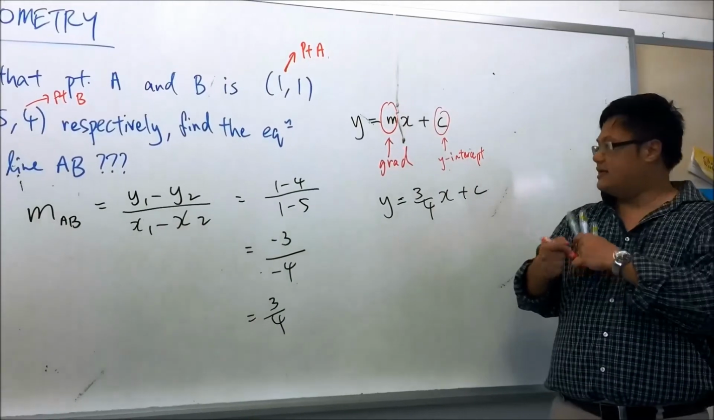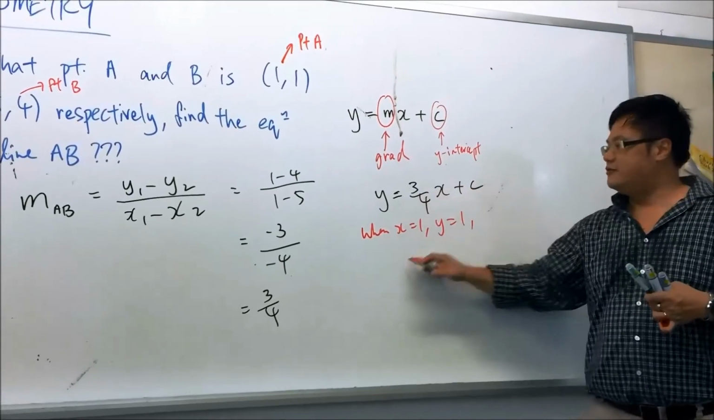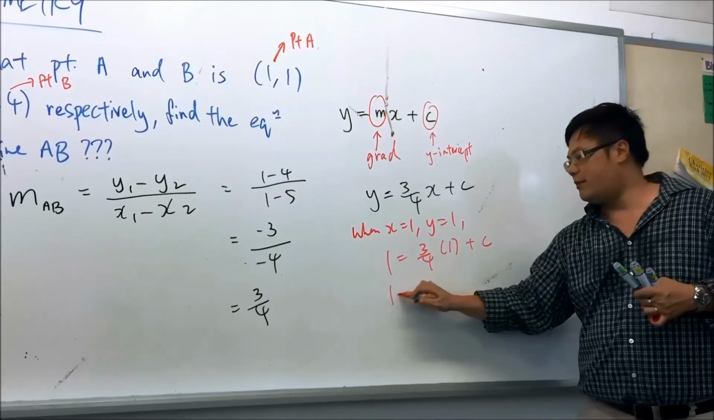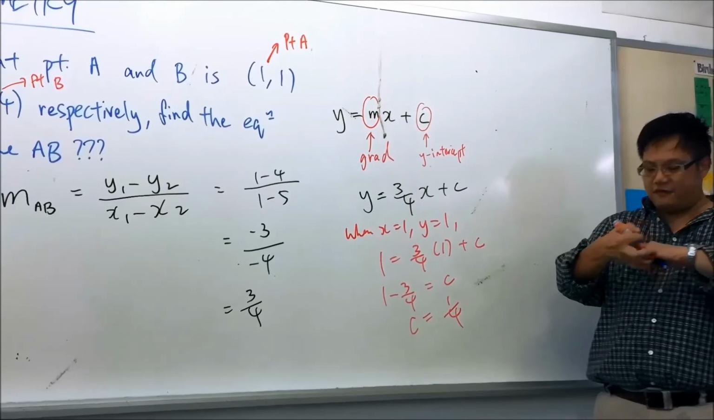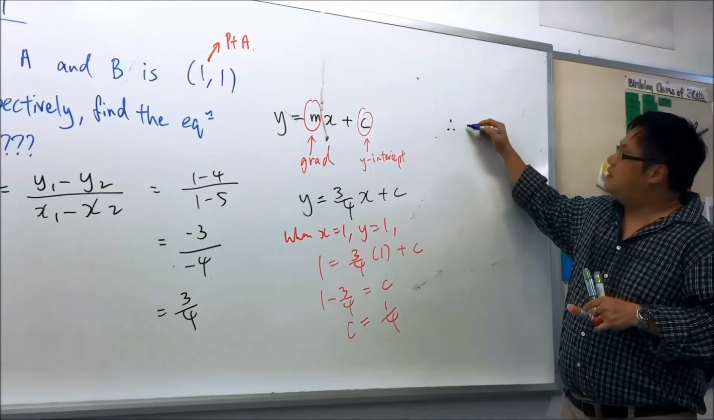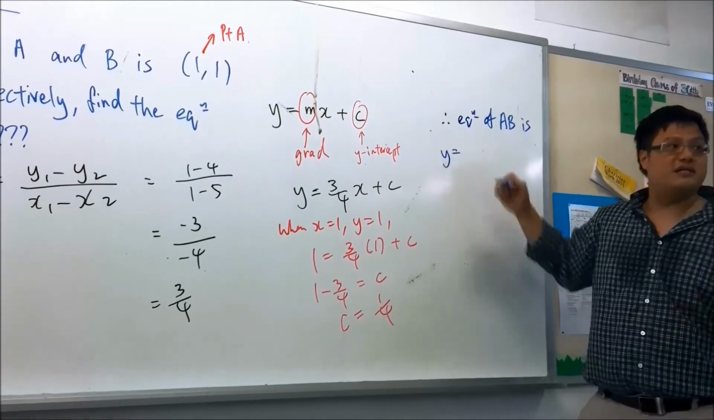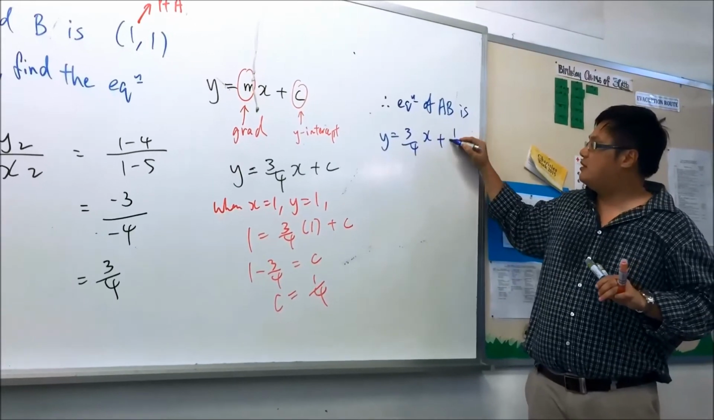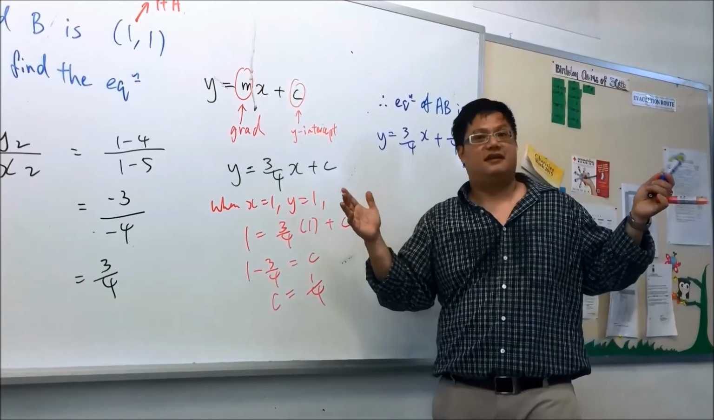So in this case, let's say I choose x is 1, y is 1, I sub it in. So 1 equals to 3/4 times 1 plus c. So 1 minus 3/4, so c is equals to 1/4. So therefore the equation of AB is y equals to 3/4 x plus 1/4. So this is the equation of AB. That's it. Everybody okay?